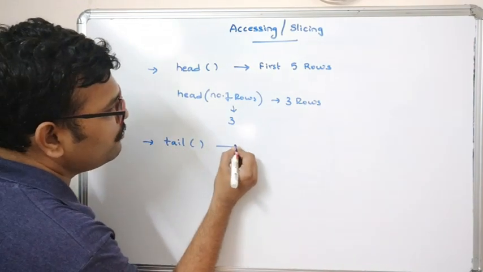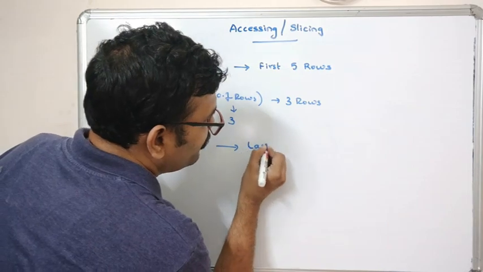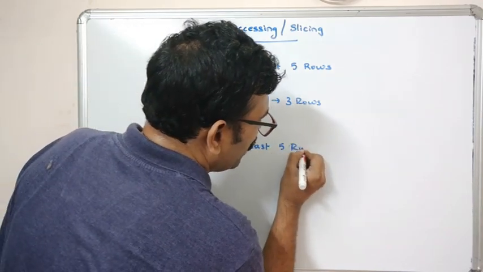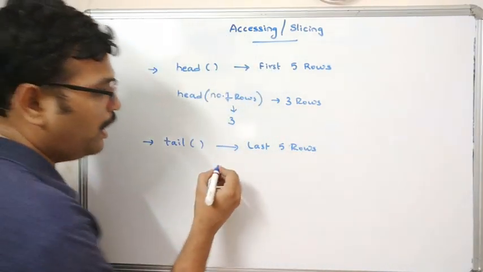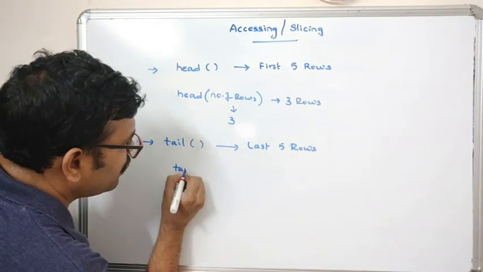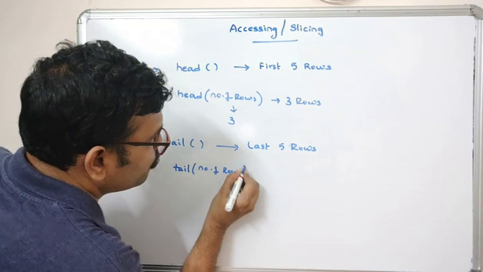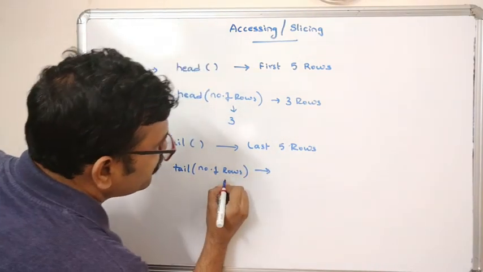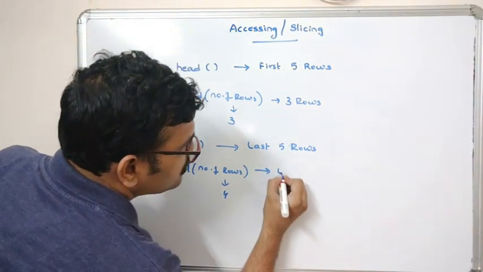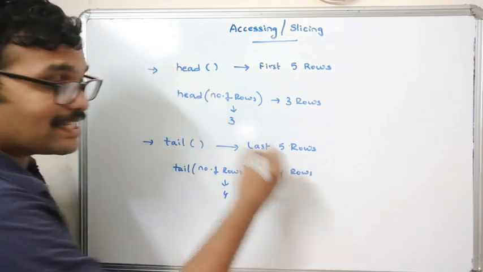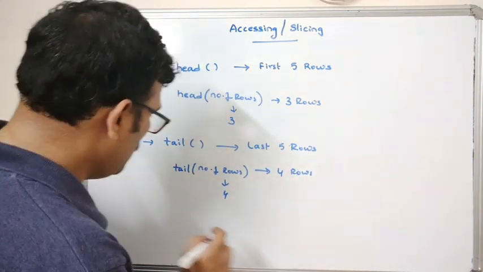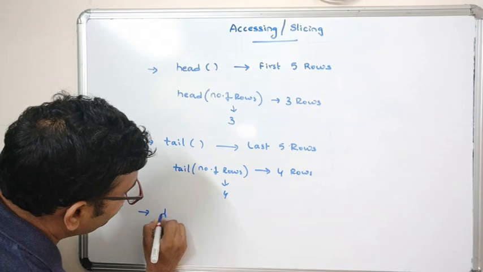Similarly, there is one more function called tail. This tail will give the last 5 rows. It will display the last 5 rows of the table, and if you pass any parameter here, that number of rows from the tail will be displayed. If this number of rows is 4, the last 4 rows will be displayed.